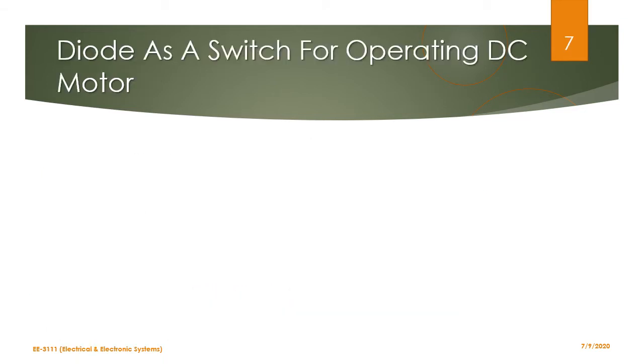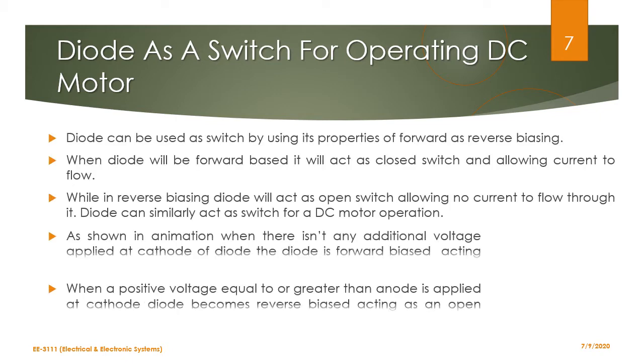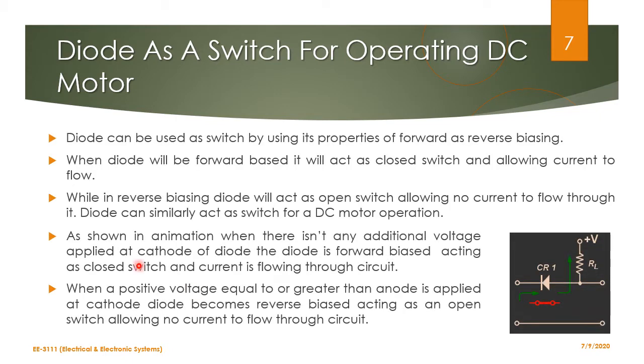Diode as a switch for operating DC motor. Using the forward and reverse biasing phenomena of the diode, it can be used as a switch. For example, when a larger voltage is applied from the cathode side than the anode, it will be reverse biased and the switch will be open, and when the voltage is not applied, the switch will be closed, as can be seen from the animation also.